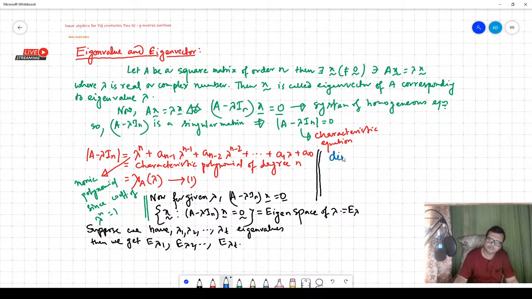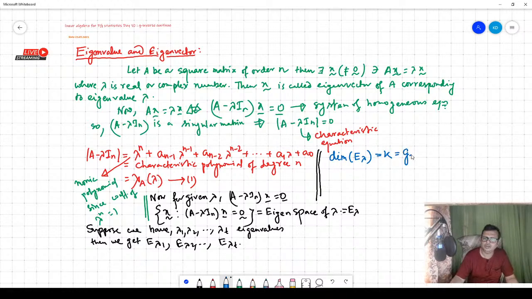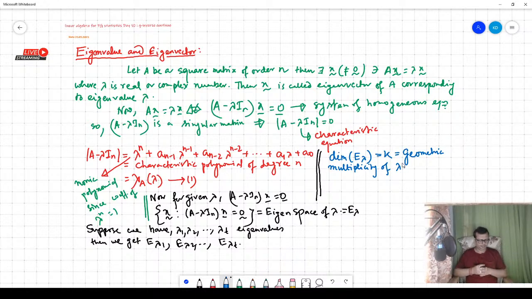Since it is a vector space, it has a dimension. So for a particular lambda, the eigenspace E lambda, if the dimension of the eigenspace E lambda is k, then this k is called the geometric multiplicity of lambda. This is called geometric multiplicity of lambda.